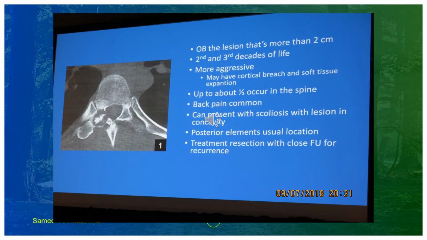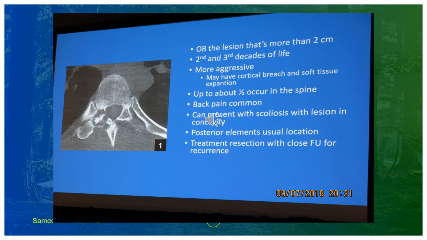As we said, osteoblastoma is a lesion with more than 2 cm of size of involvement, as in this slide. It usually involves the neural arch, the posterior arch of the vertebra, and it has a predilection for the second or third decade of life.